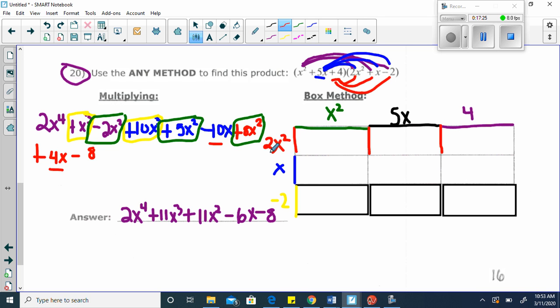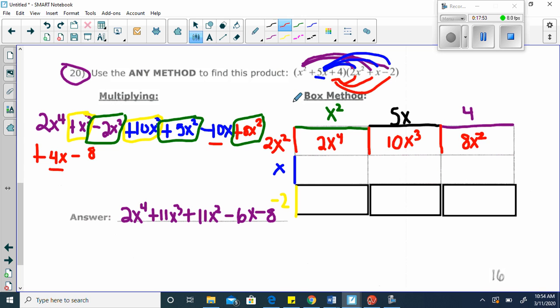So here I'm going to do 2x squared times x squared, 2x to the fourth. 2x squared times 5x gives me 10x cubed, and then 2x squared times 4 for this last box over here will give me 8x squared. Okay, so I'm just going by row.